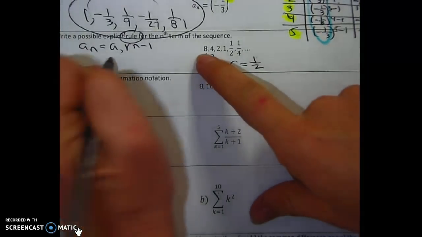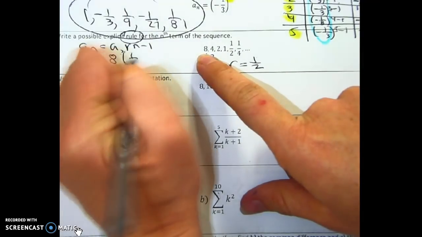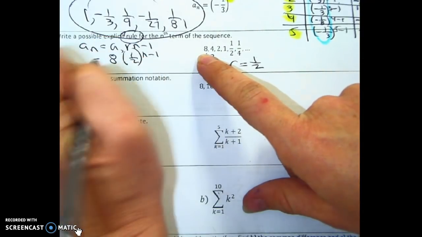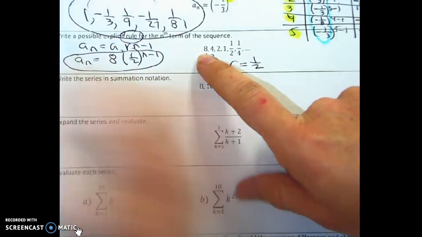So the first term is 8. The ratio is 1/2 to the n minus 1. And that's all I want. That's it.